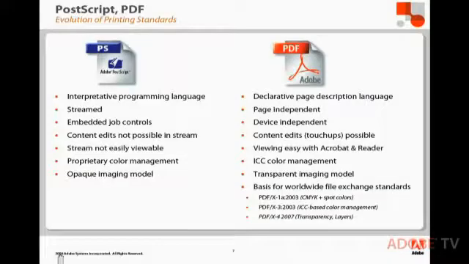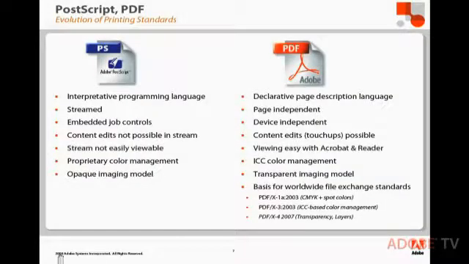So here I have this slide on my machine that goes through some bullet points on PostScript and PDF. I'm not going to dwell on each bullet point, but the main thing to be aware of here is that PostScript was a page description language originally defined many years ago, and it's been revised and updated. But its basic architecture is such that it's an interpretive programming language, and it supports embedded job controls, and it's also opaque. It's got an opaque imaging model. It's two-dimensional. It doesn't support layered objects or live transparency. And it just is what it is.